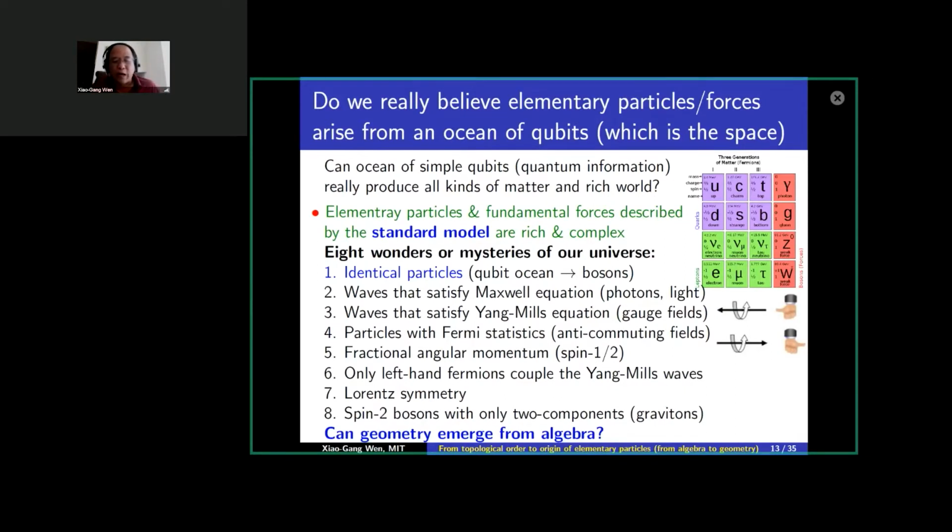But here we want to ask where those fundamental properties come from. We have to make eight assumptions. That's too many. Can we make fewer assumptions? Where do they come from? And here I want to answer that.